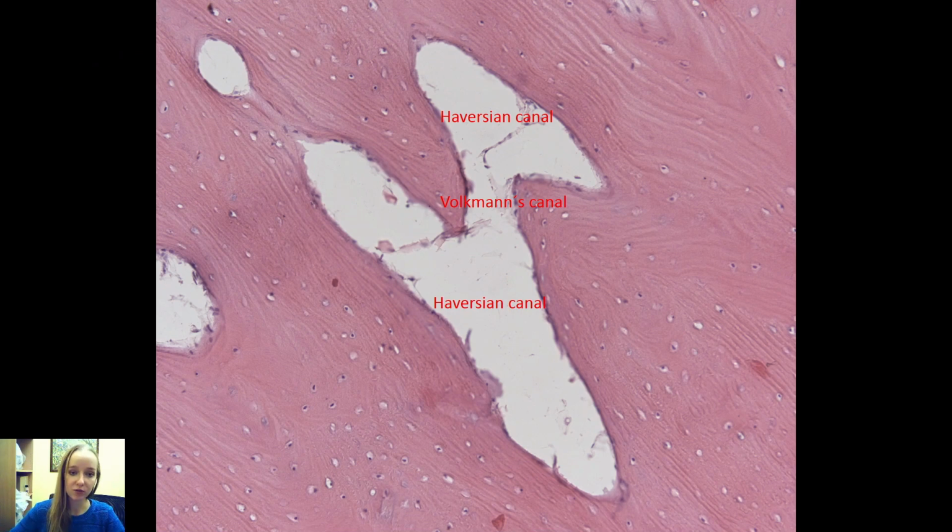Here we have a picture from a light microscope. Here we have a Haversian canal right here. It's more of a longitudinal section, but we can see the lamellae that are arranged around it. There is a connection, Volkmann's canal, and here we have another Haversian canal. We can see these lamellae. Probably a cross-section would be better, but this is a very rare picture. We can see it quite nicely. The canal that is connecting these two Haversian canals must be Volkmann's canal.